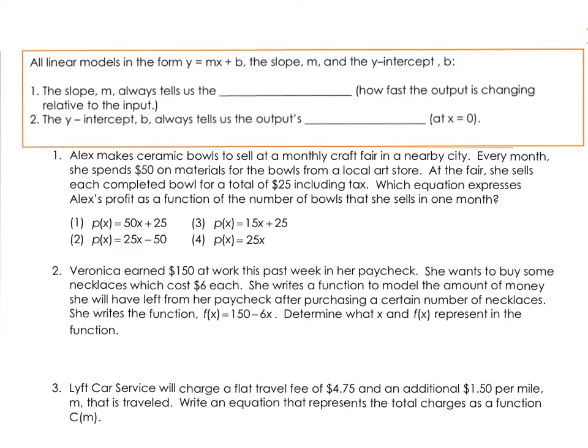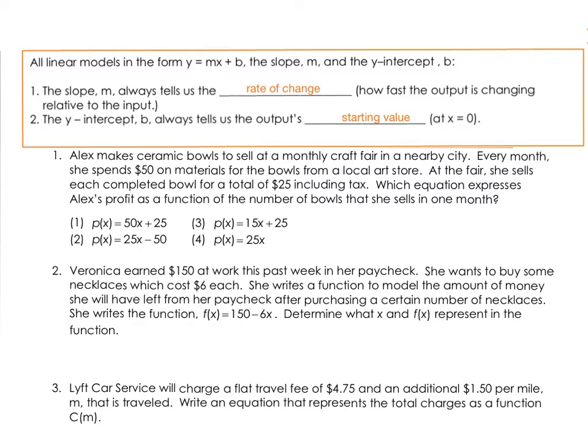All linear models are in the form of y equals mx plus b, where we have the slope m and the y-intercept b. So make sure that when you are trying to write these equations, you are thinking of how they would relate to y equals mx plus b. The slope m always tells us the rate of change, which is how fast the output is changing relative to the input. The y-intercept, the b value, always tells us the output's starting value. So that's when our x value is 0.